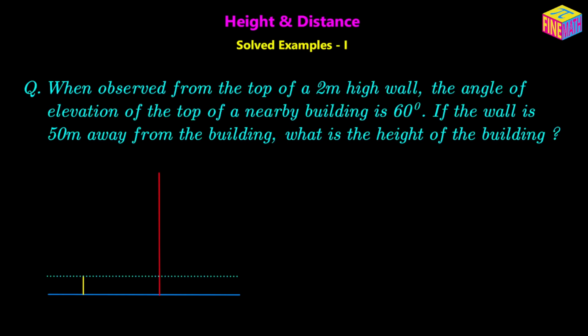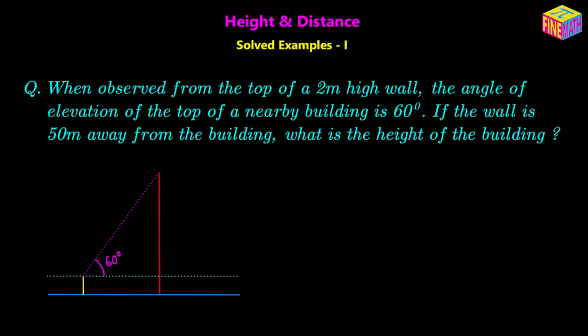And next, I'm going to draw the line of sight from the top of the wall to the top of the building. Let's suppose this pink dotted line is the line of sight from the top of the wall to the top of the building. And in this case, the angle of elevation has been provided as 60 degrees. So I have denoted there that that's the angle of elevation.